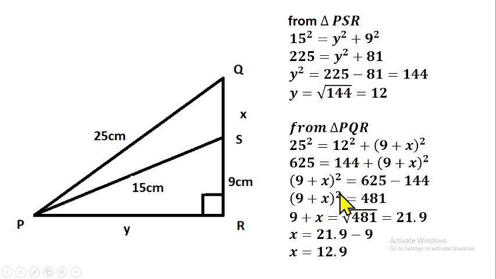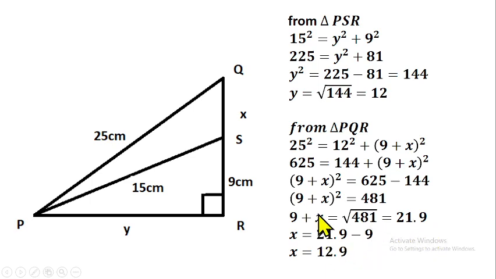How can we get rid of this square? Because we are looking for our x. We can take the square root of both sides, and that will take care of this square. So if we take the square root of this, you'll be left with 9 plus x equals the square root of 481, which is 21.9 approximately.